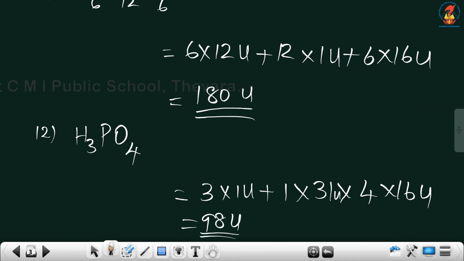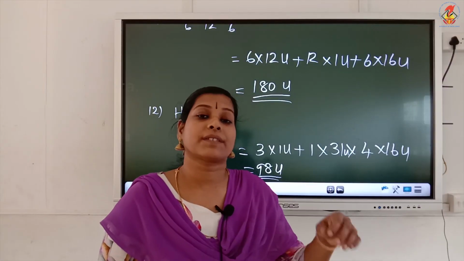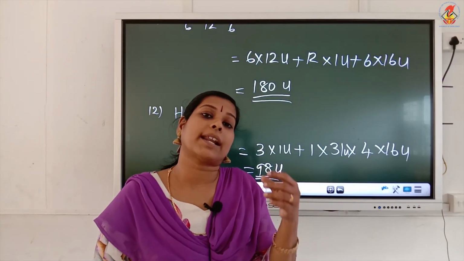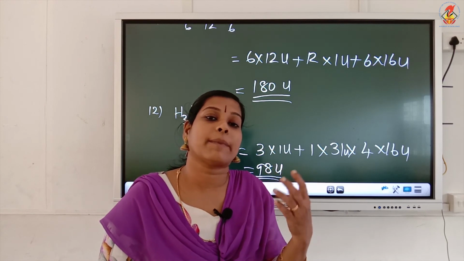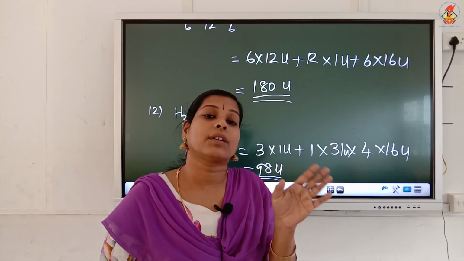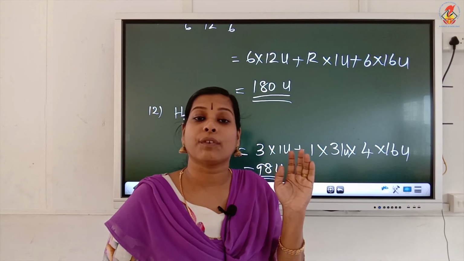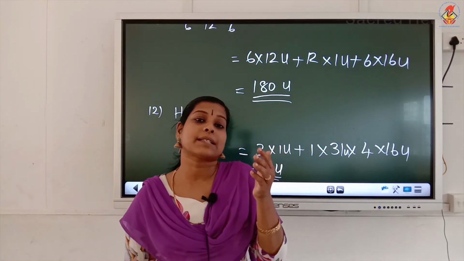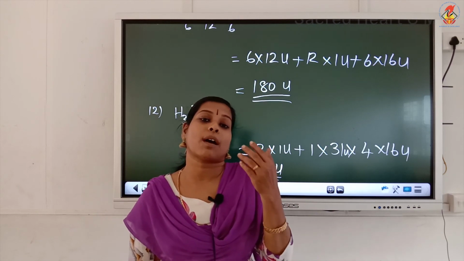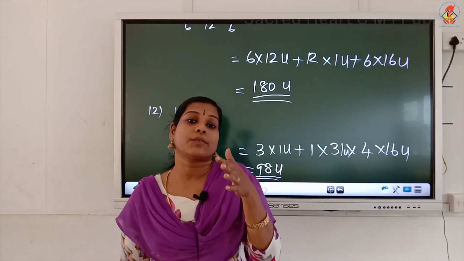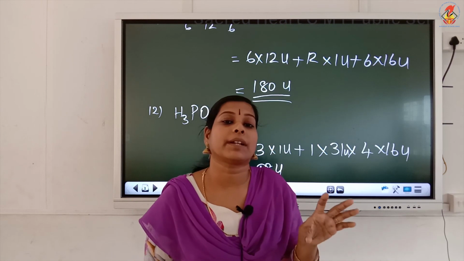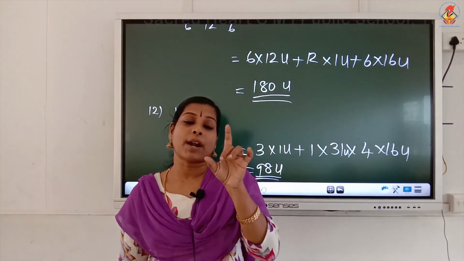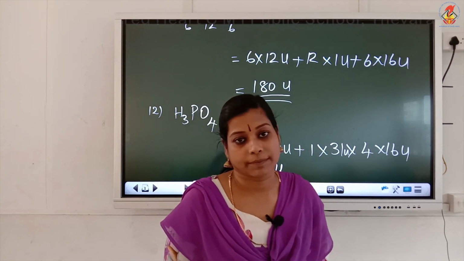So hope you understood how to calculate the molecular masses. First of all, you should know the formula there, and you should know which different elements are present there, and you should know their atomic masses also. If you know all these, then you can calculate the molecular mass by taking the sum of atomic masses of individual elements present in one molecule of that compound.